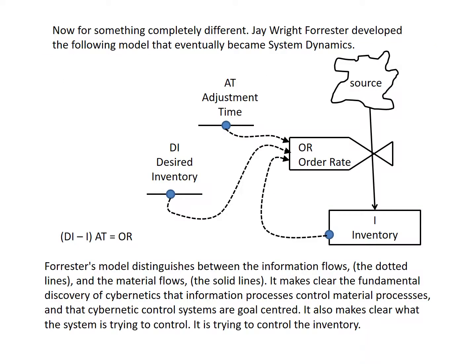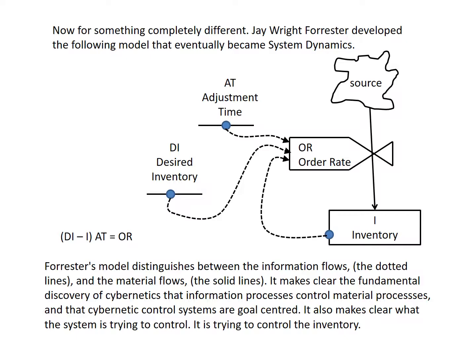Now for something completely different. J. Wright Forrester developed the following model that eventually became system dynamics. On the right-hand side, you will see a big blob. That's the source. That's where the stuff comes from. And the solid line going through the valve to the inventory is the stuff going from the source to the inventory. Now, the little blue dot on the side of the inventory is the feedback takeoff, which takes information about the inventory and feeds it to the valve.